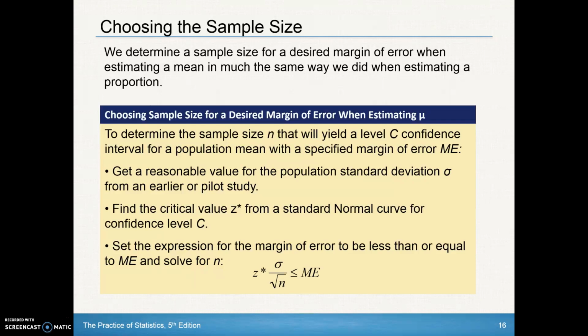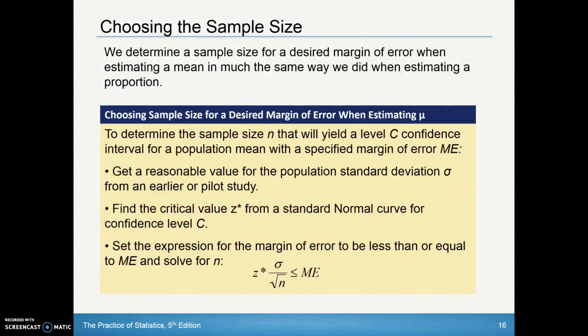Alright, and similar to section 8.2, we want to look at how we can determine an appropriate sample size when we have a desired margin of error stated. Again, similar to what we did in the previous problems, we need to get a reasonable value for the population standard deviation, sigma, from an earlier or pilot study.